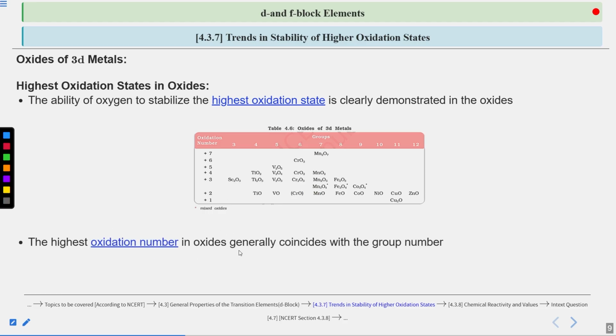Now the highest oxidation number in the oxides generally coincides with the group number. If you observe, the highest oxidation state for scandium is +3, and scandium is also in the third group. Similarly, manganese is in the seventh group and also shows the highest oxidation number of +7. So the highest oxidation number in the oxides of the transition elements generally coincides with the group number.